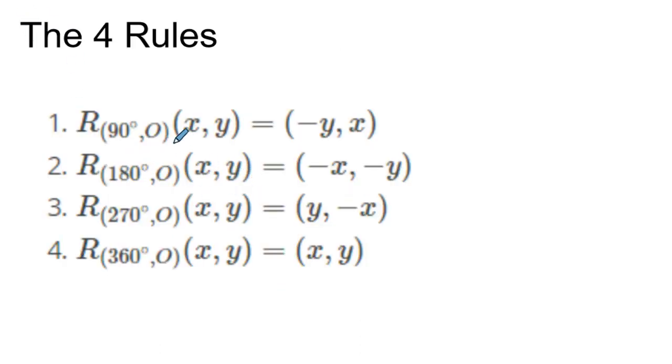The rules are right here. So if you have a 90-degree angle, for each coordinate (x, y), you need to follow this rule. You're going to swap the x and y, and the y is going to become negative, and then the x is positive, but in the opposite spot.